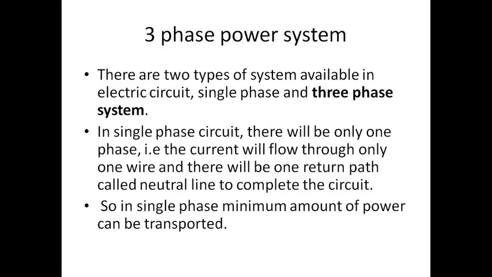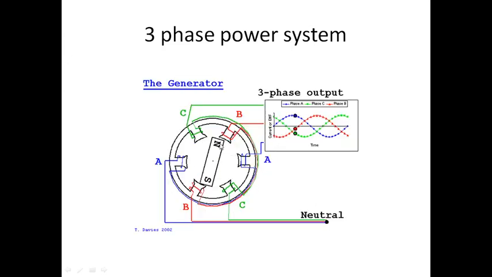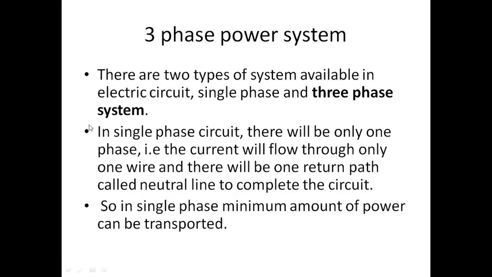So there are generally two types: one is the single-phase system and the other is the three-phase system. In a single-phase system there will be only one phase. In this, we are seeing three phases, but in single phase only one sine wave will be produced. The current will flow through only one wire, and there will be one return path. So only one output will be produced. In single phase, only a minimum amount of power can be transferred. I cannot have maximum power.